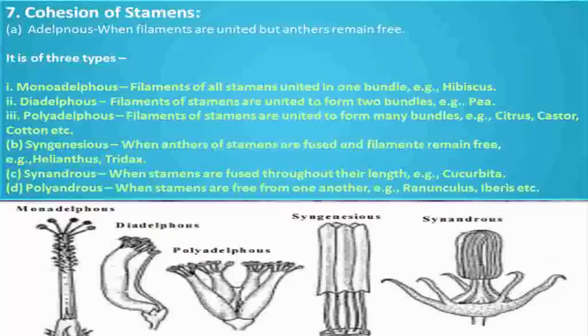Now comes polyandrous. This is the fourth category where the stamens are free from one another, and it is seen in Ranunculus and Iberis. So this was about the cohesion of the stamen. First is adelphous: monoadelphous, diadelphous and polyadelphous. And second is syngenesious, synandrous and polyandrous.